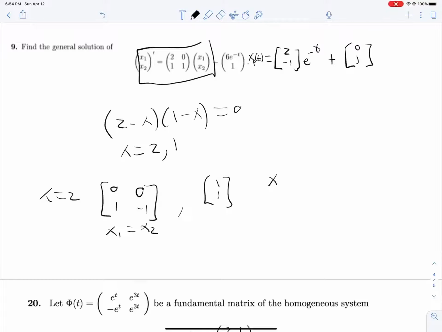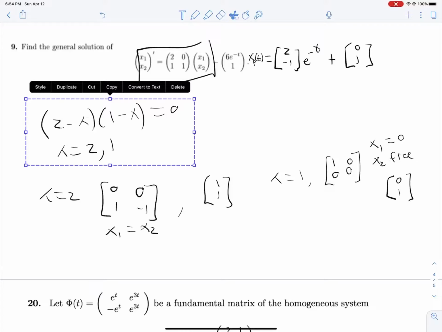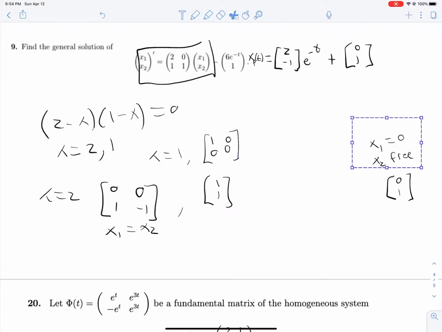Then next, for lambda equal to 1, we get an A minus lambda I of 1, 0, 1, 0. We can simplify that down. x2 is free, and this is saying that x1 is equal to 0, x2 free, and so our eigenvector is 0, 1. And so overall, I can get rid of or move around some of this work here, just get it out of the way.